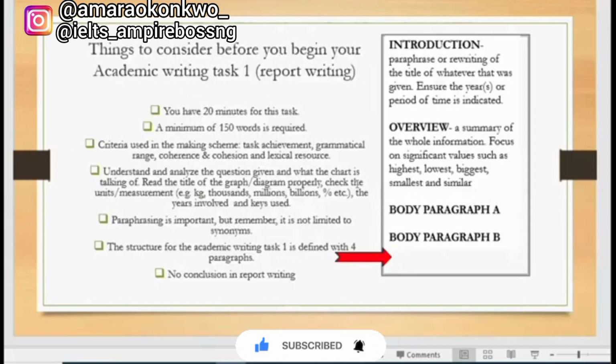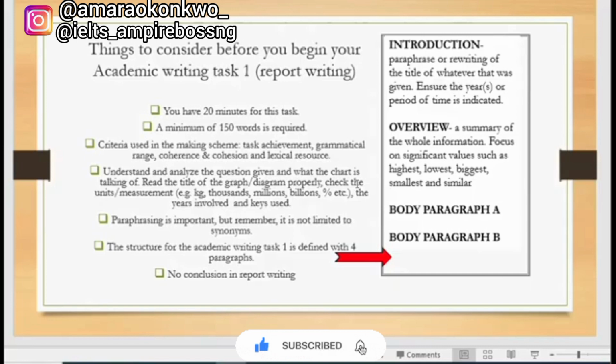When you see a diagram, a table, a chart, whatever is given, please ensure that you just focus on the key features, the main features. When we say main features, we're referring to highest, lowest, biggest, or the ones that are similar. You understand? So you don't need to report every single thing in the data set. There's no need for that. Just focus on the ones that are very obvious.